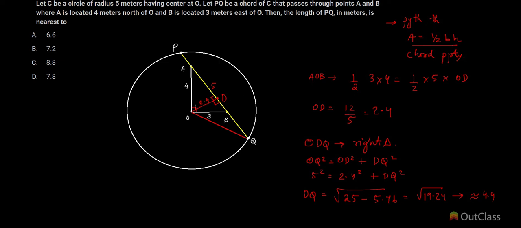And the last part is the fact that the perpendicular bisects the chord. The chord property here would be that the perpendicular OD to the chord PQ bisects the chord, so PD is equal to DQ. We found DQ to be 4.4. Using the chord property, we can say that PQ is going to be double of that. It's going to be 8.8 approx.